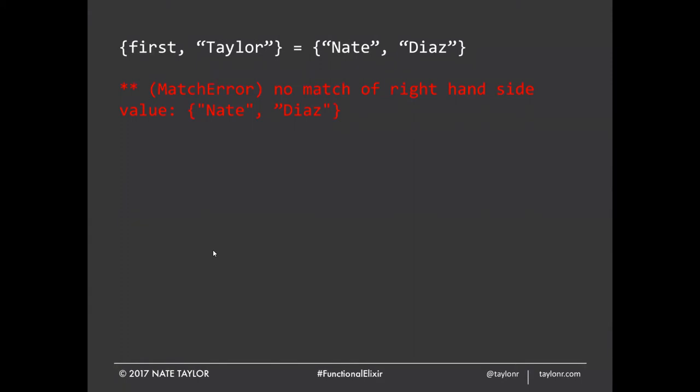Similarly, if we had the same thing on the left, first comma Taylor, but on the right we had Nate comma Diaz, well, now we're going to get an error. This is the error that you would see in your Elixir code or in your IEx, in your terminal. It would tell you that there's no match on the right-hand side because Taylor doesn't equal Diaz, and so there's no way for it to perform that match.